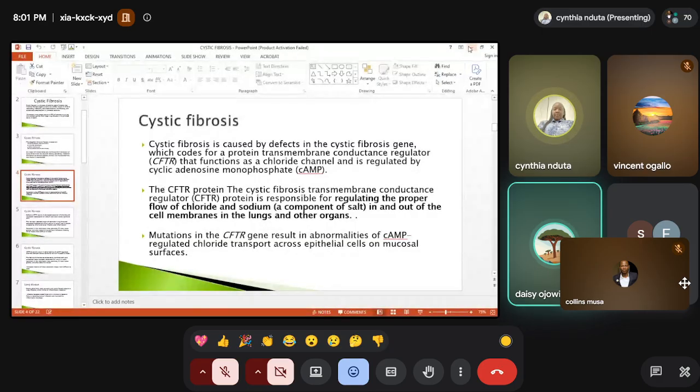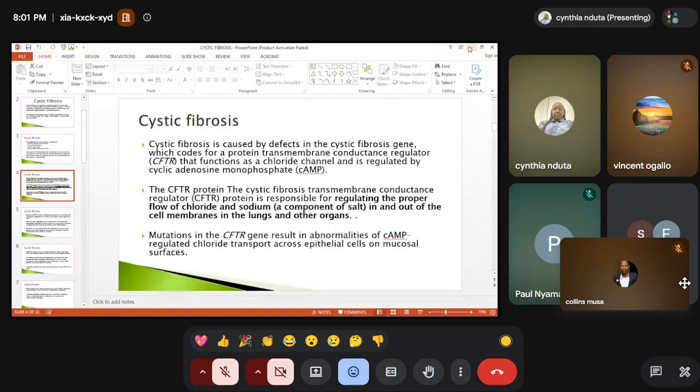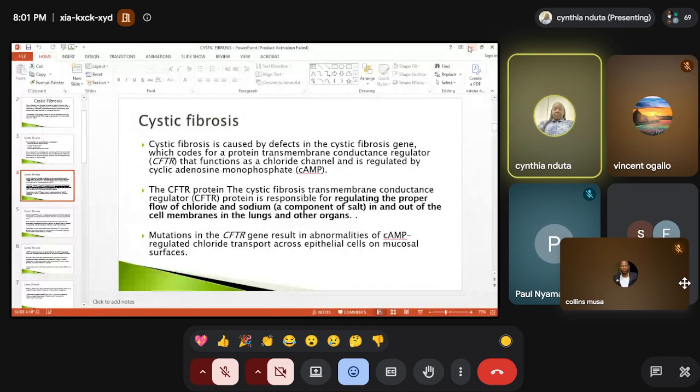Cystic fibrosis is a genetic condition. It affects the gene we call CFTR, which is a chloride channel regulated by cyclic AMP. So this gene is what is defective. It codes for the chloride channel.